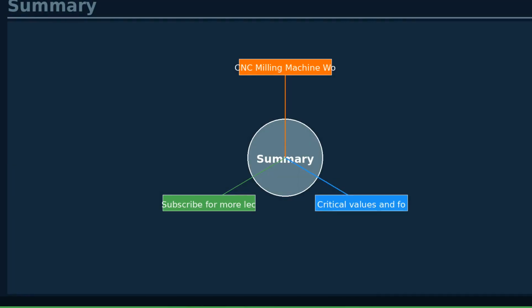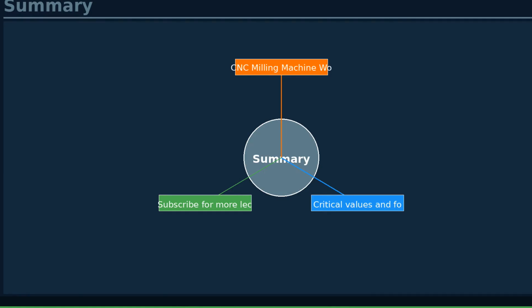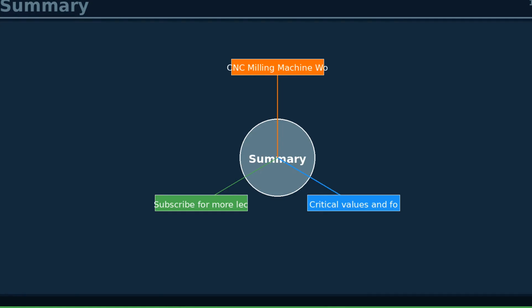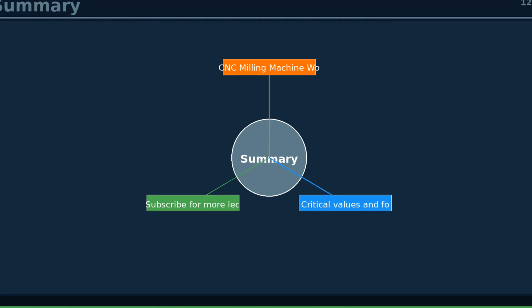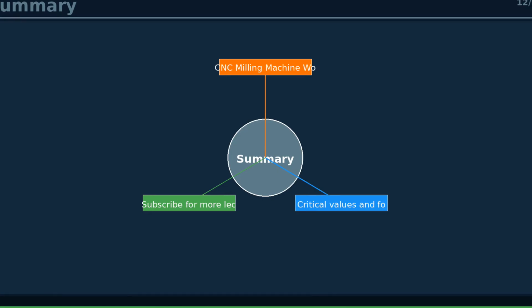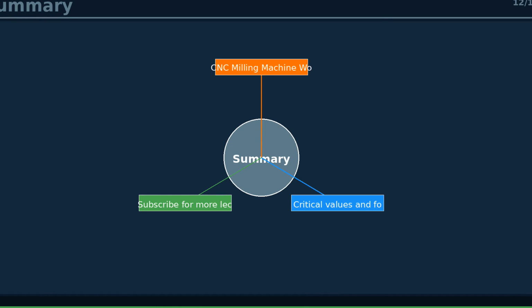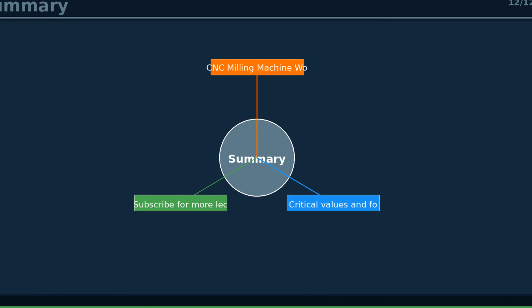We have covered the complete fundamentals of CNC milling machine working principle from principles to applications. Remember the key property values, process parameters, and design formulas from this lecture.